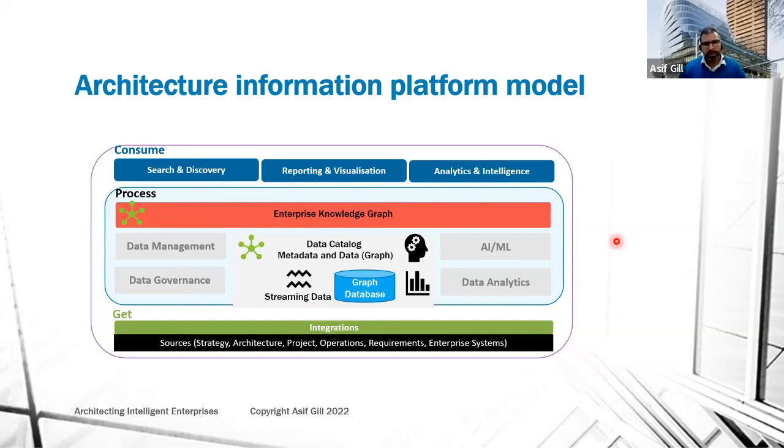Here is an example of a consolidated architecture information platform model, showing how you manage your architecture information. Your architecture information might be sitting in different sources. It could be strategy, architecture, project, operational requirements, enterprise systems, CRM, SAP, ERP, or Salesforce. So how can you integrate that information using your process layer here? That's where you can have an enterprise architecture knowledge graph. And here you can build the data catalog and metadata about the different sources. And through the integration layer, you can map them here.